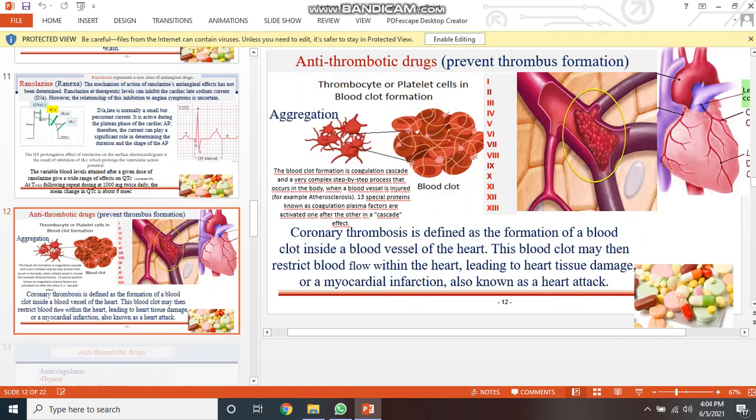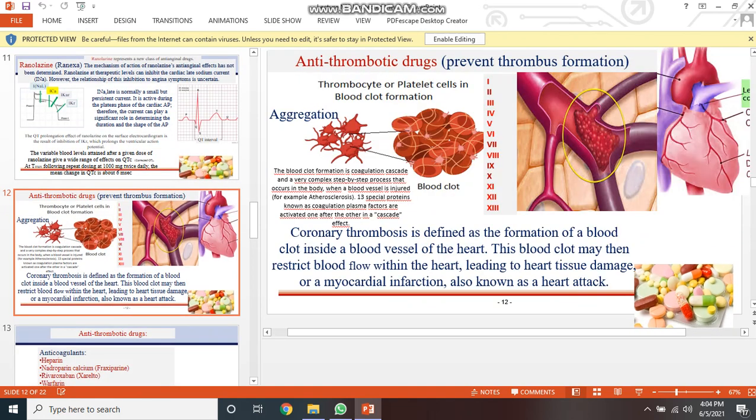Other one is antithrombotic drugs. In this we can see thrombocytes, platelets, and blood cell formation. Coronary thrombosis is defined as the formation of a blood clot inside a blood vessel of the heart. This blood clot may restrict blood flow within the heart, leading to heart tissue damage or myocardial infarction, also known as heart attack.